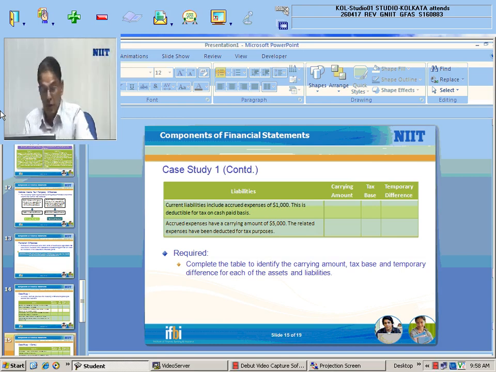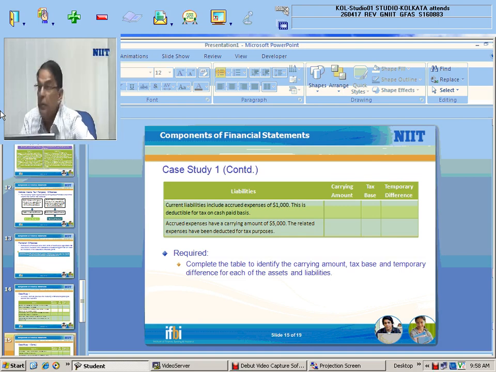Because the tax law allows this expenditure to be treated as a deductible expenditure even on actual basis, that's why it has been deducted for tax purposes. So the carrying amount is 5,000, tax base is again 5,000. The amount that will be attributed to this item of liability will be 5,000 because the tax law allows it to be recognized on actual basis. So the temporary difference is 0. Carrying amount is 5,000, tax base is 5,000, so no temporary difference. Since there is no temporary difference, this will not give rise to any deferred tax asset or deferred tax liability.